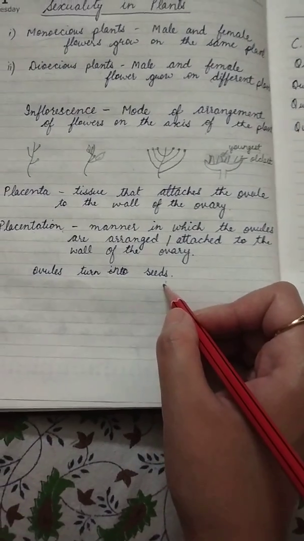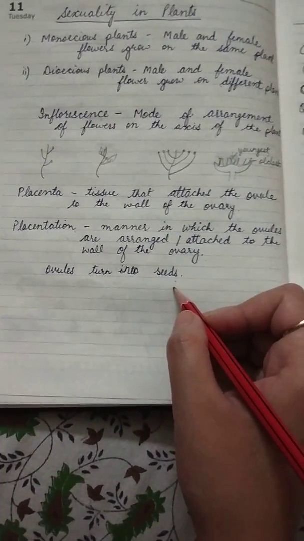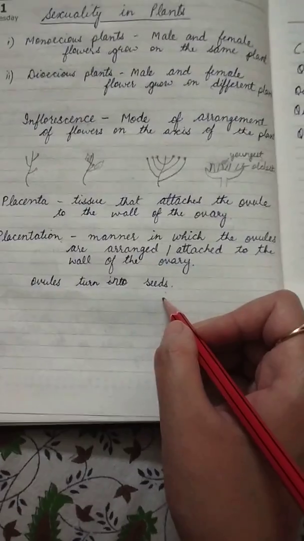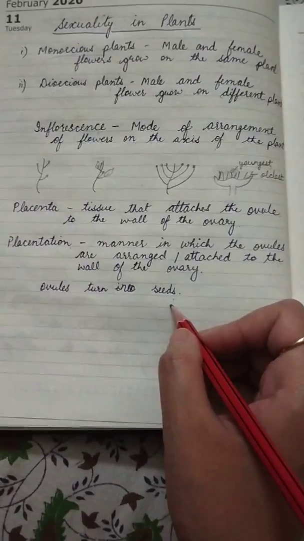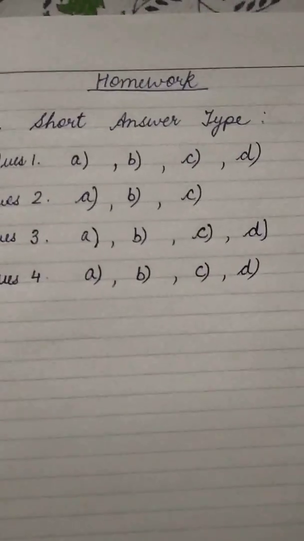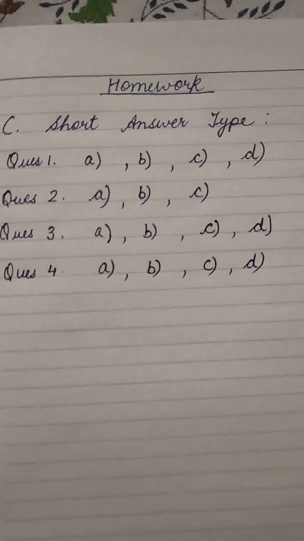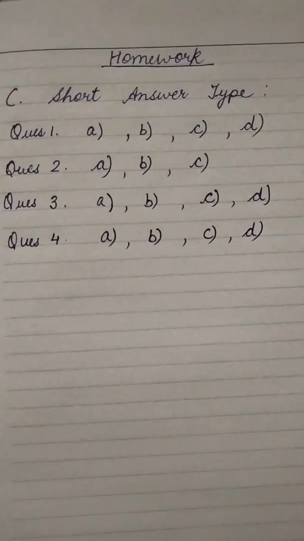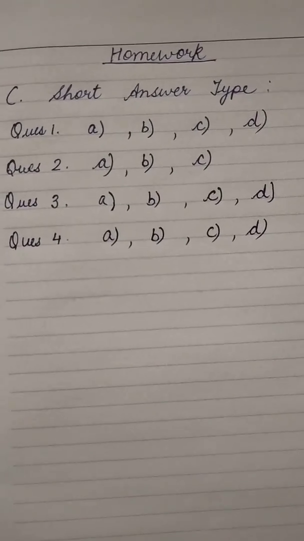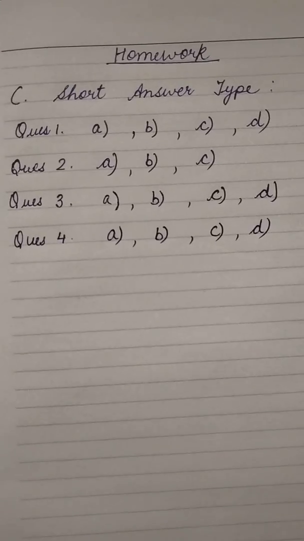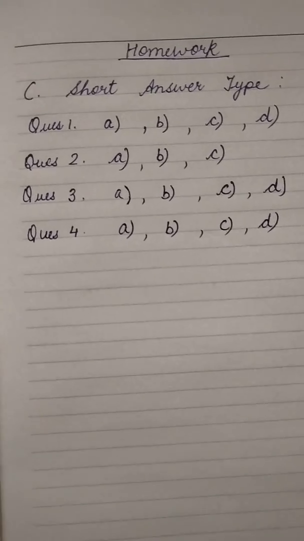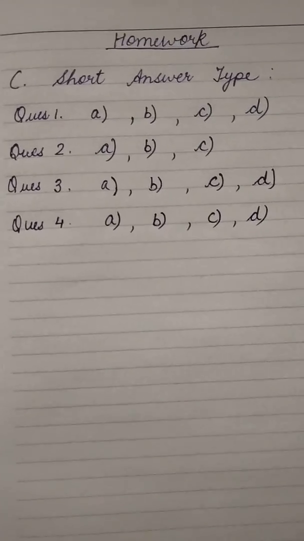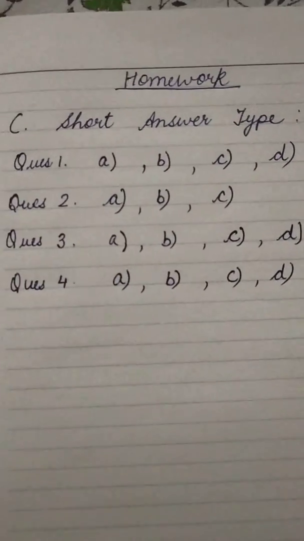So I hope you all have understood. Please go through the chapter properly and kindly draw the diagram of the flower. The homework you need to do is from the short answer type questions only. Question 1, parts A, B, C and D. Question 2, parts A, B and C. Question 3, parts A, B, C and D. Question 4, again parts A, B, C and D.